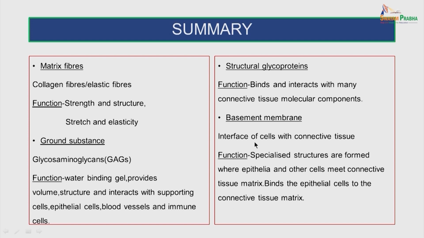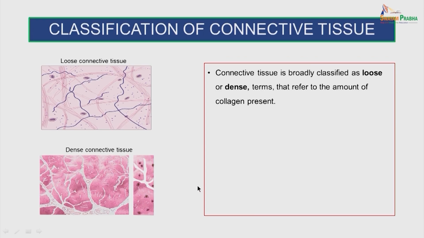The basement membrane is the interface of the cells with the connective tissue. The function: specialized structures are formed where epithelia and other cells meet the connective tissue matrix. It binds the epithelial cells to the connective tissue matrix.